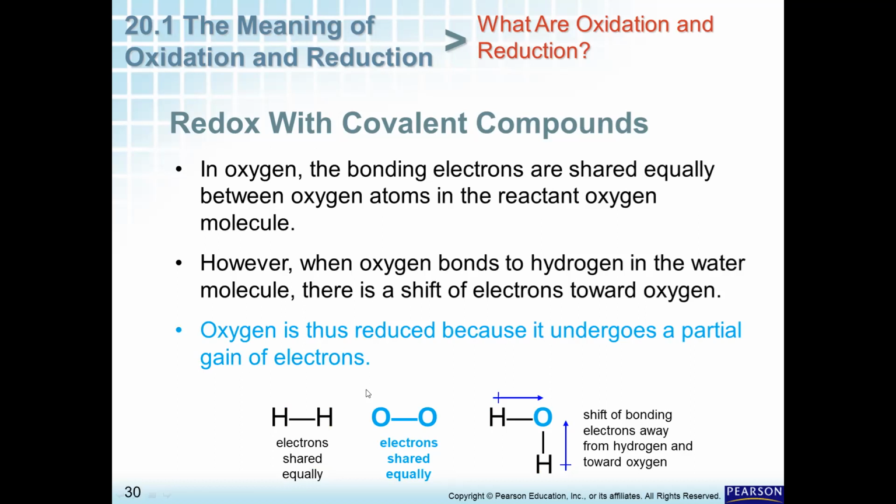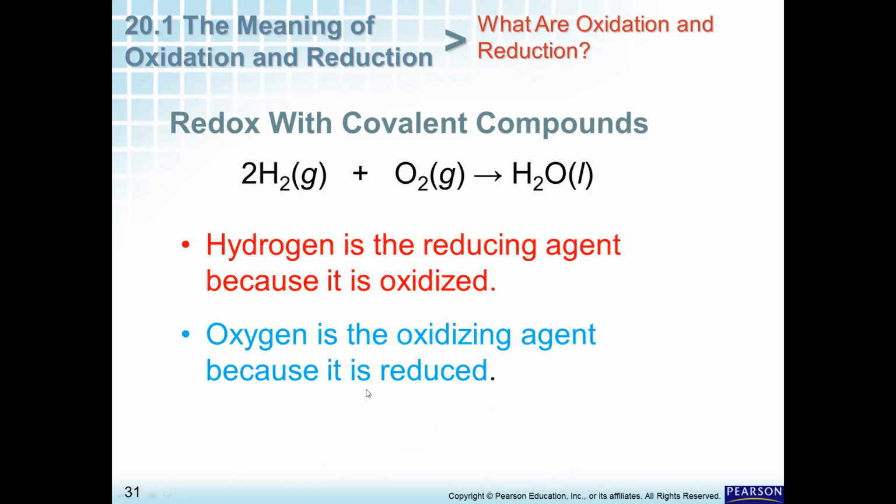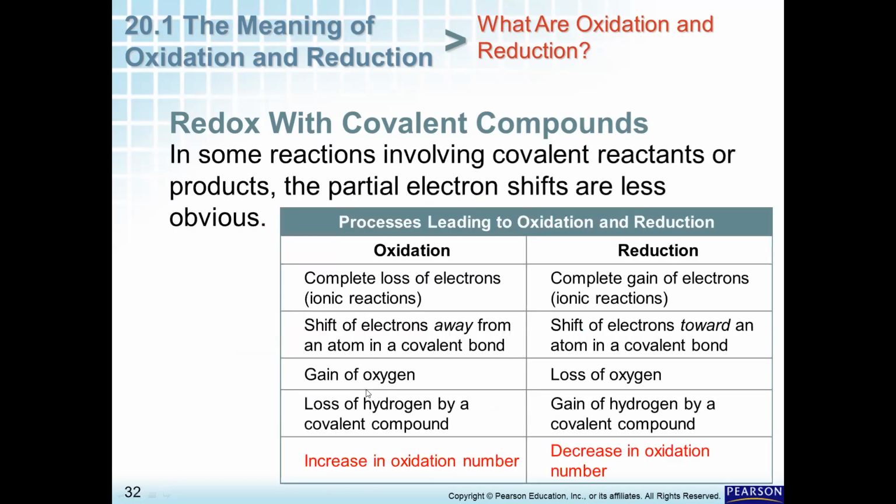All right, so oxygen, on the other hand, is the one which is gaining the electrons by partially shifting them toward the oxygen, and that's why oxygen is thus reduced because it undergoes partial gain of electrons. Hydrogen is the reducing agent because it is oxidized. Oxygen is the oxidizing agent because it is reduced. So that summarizes the whole thing in this table.